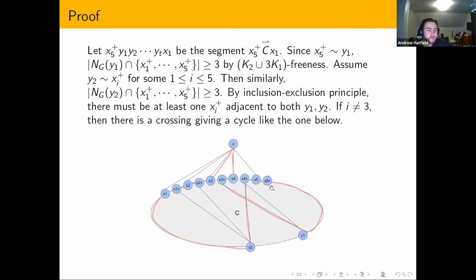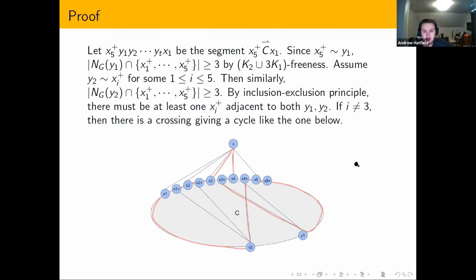We'll label the vertices on the cycle as x5 plus, and then y1 is the vertex directly after x5, y2, et cetera, up to y sub t, and then x1. So we know that x5 plus is adjacent to y1. Therefore, at least two more of these x, y pluses must be adjacent by the K2 union 3K1 freeness of G.